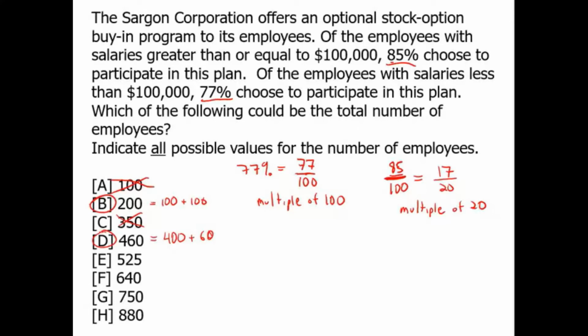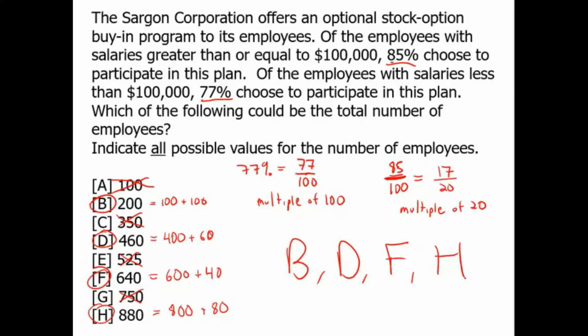525, no, there's definitely no way we're going to get to that purely with multiples of 100 and multiples of 20. 640, well, that would work. We could do 600 plus 40 or 500 plus 140, a bunch of different possibilities. So that certainly works. 750, we can't get to 50 just adding with multiples of 20, we'd get up to 700, but we're not going to get to that 50 with a multiple of 20, so that's not going to work. And 880, this is going to work. This could be 800 plus 80. And so B, D, F, and H all work.